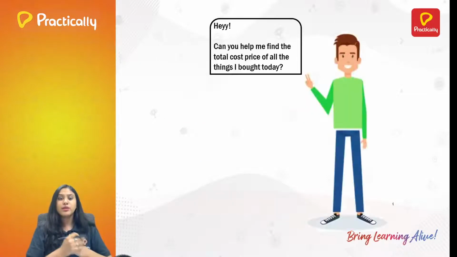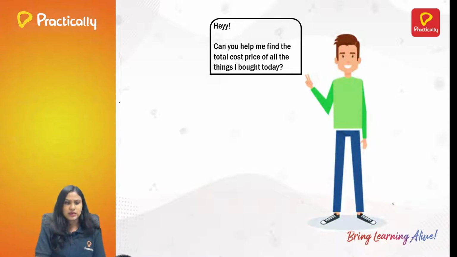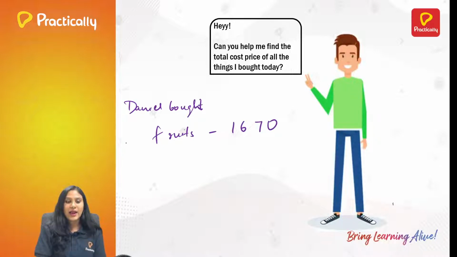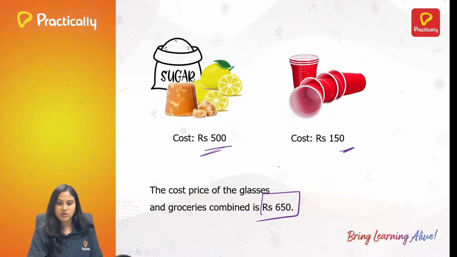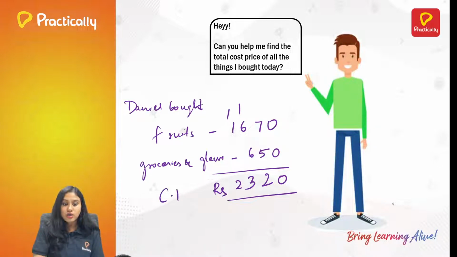Now, what will be the total cost price of all the things Daniel bought today? Easy. So, Daniel bought fruits, correct? So, it costed him rupees 1670, and all the groceries and glasses, it costed him 650, correct? Yes or no? Yes. So this is 0, this is 12, 6 plus 6, 12, 13. So rupees 2320 is the cost price.